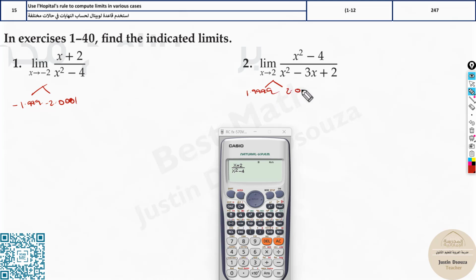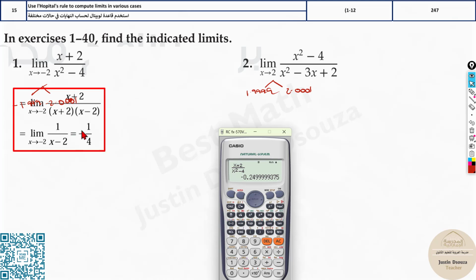1.999 and 2.0001. All you do here in the calculator is calc and then type the first value, whichever you can take, negative 1.999, and the answer is negative 0.25. It's negative 1/4. That's the quarter. And let me check at the right side as well. Minus 2.0001. Is it the same? Yes, it's negative 0.25. It's negative quarter.